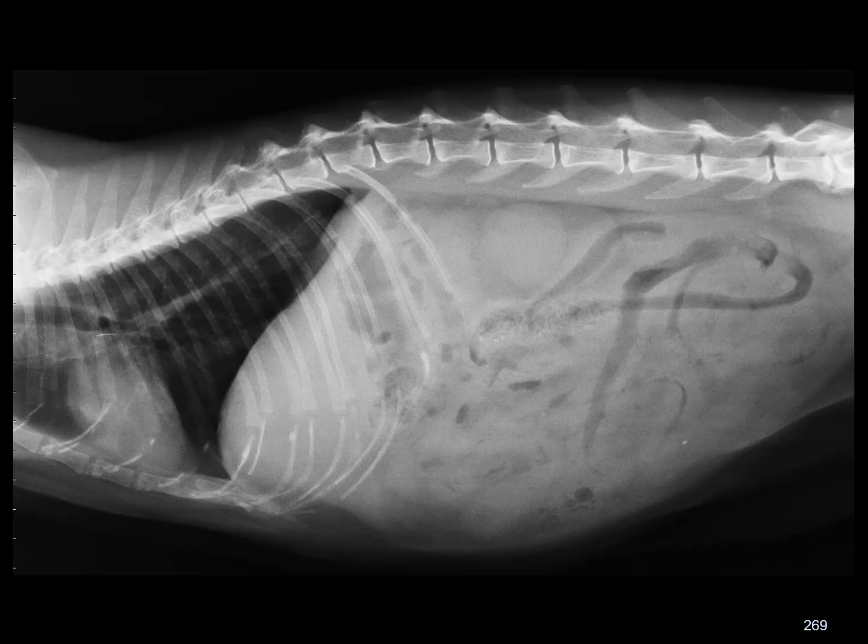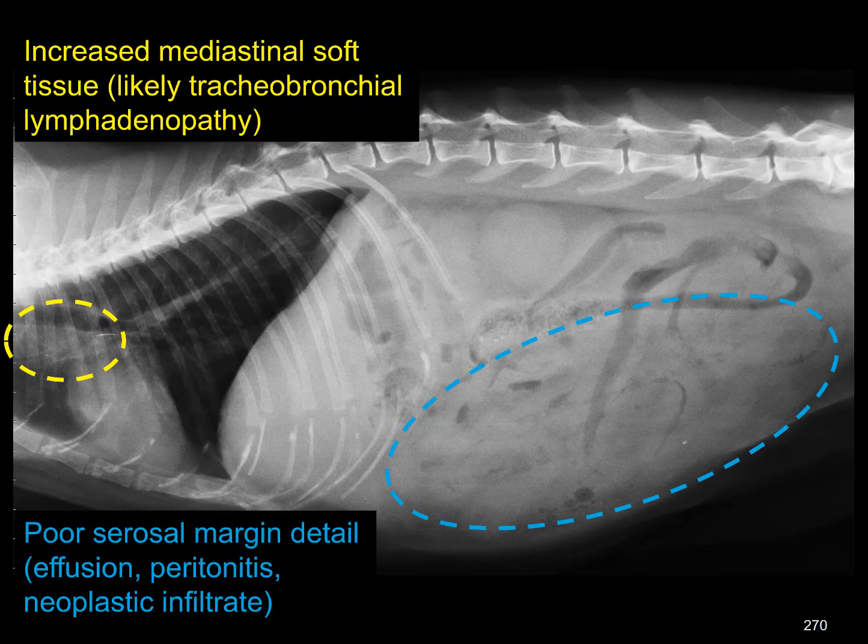If I sneak a little bit forward, though, now I see increased soft tissue opacity in the region of the tracheobronchial lymph nodes. I was cutting that off before, but now we have multiple findings, including concern for wall thickening, now concern for lymph node enlargement, and then just an overall decrease in detail in the abdomen. If you look, this is not a skinny cat, so I should be able to see the serosal edges pretty well. And while I can see them, they're pretty ill-defined.